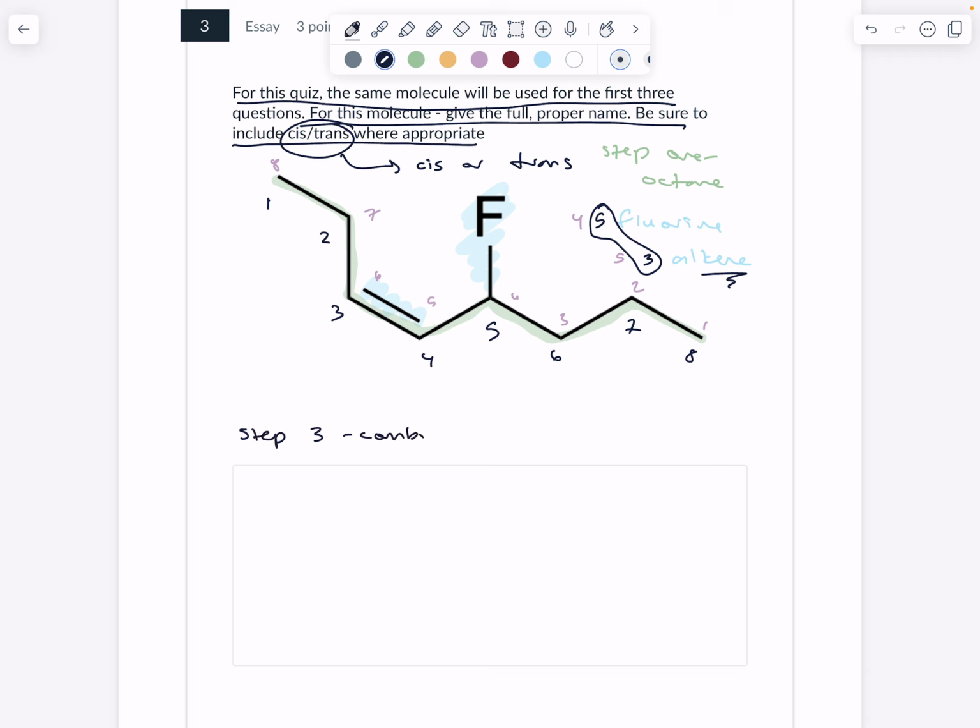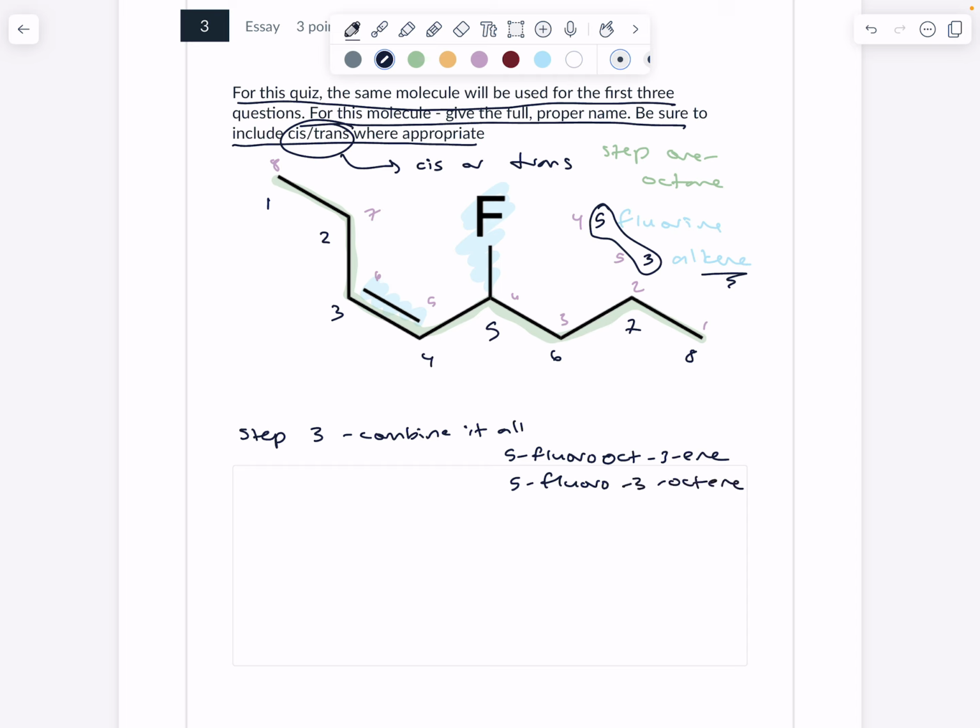We combine it all in alphabetical order, and we look for any other prefixes, so that's where the cis or trans comes in. So I am going to start with my prefix, the fluorine, so 5-fluoro, and then you can say 5-fluoro-oct-3-ene, or you could say 5-fluoro-3-octene. Either of those is correct.